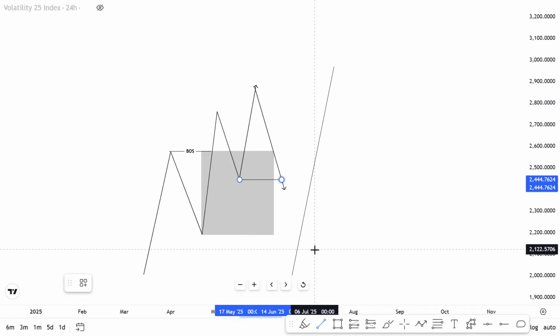And of course, you know that when we have a change of character, it does not necessarily mean that market wants to start selling from there.